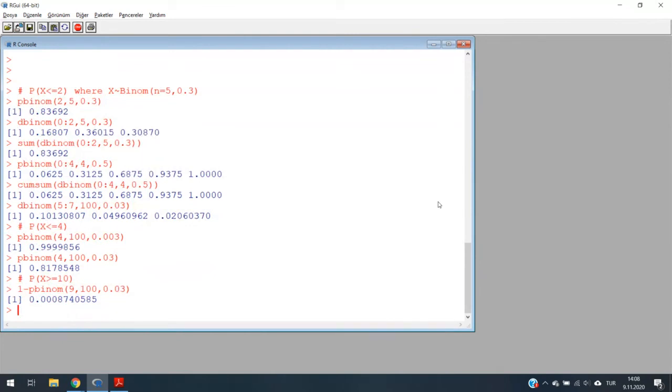The probability that at least 10 people will miss the exhibit out of 100 invitations is a very small probability, 0.0009 approximately.